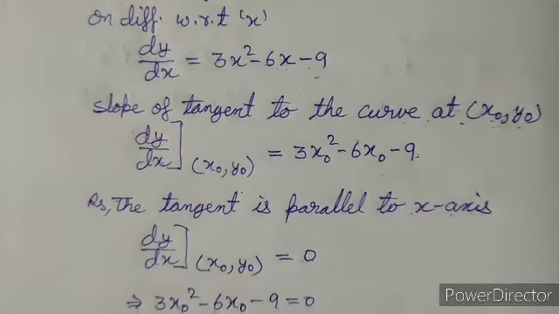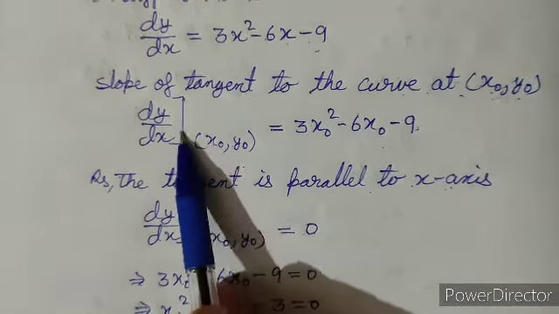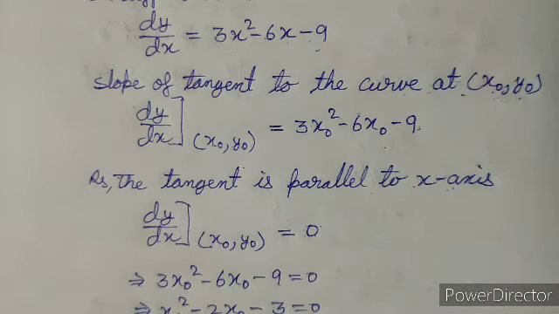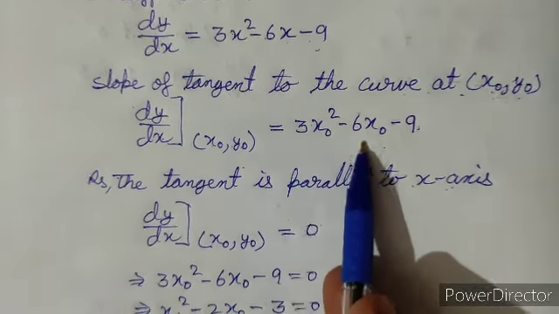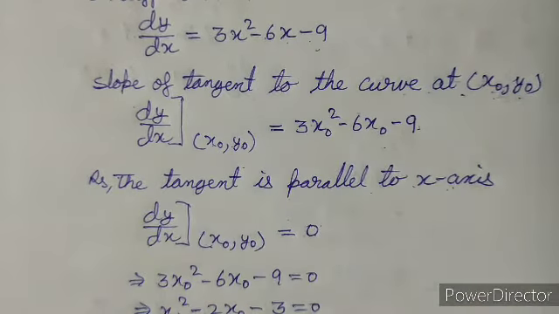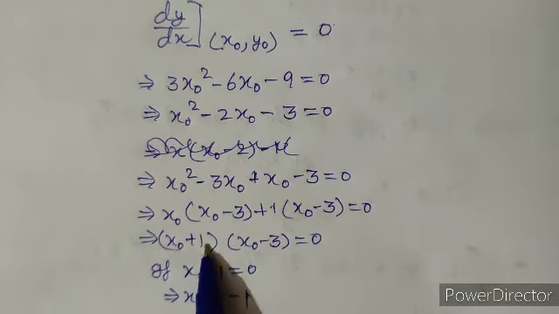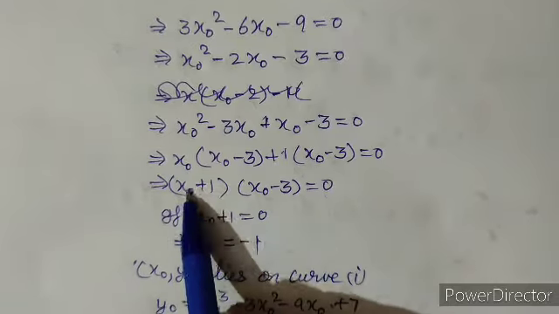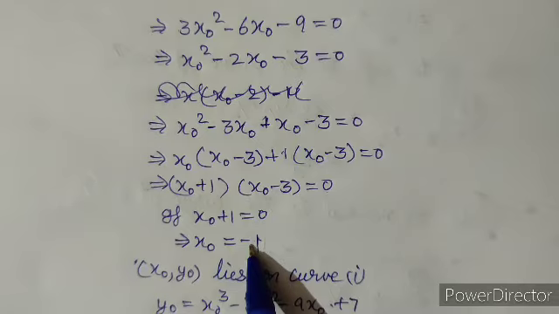Now, as it is given to us that the tangent is parallel to the x-axis, that means its slope will be equal to 0. The slope of a line parallel to the x-axis is always equal to 0. That means 3x0² - 6x0 - 9 will be equal to 0. Now, this will give us the factors (x0 + 1)(x0 - 3) = 0. If x0 + 1 = 0, then x0 will be equal to -1.